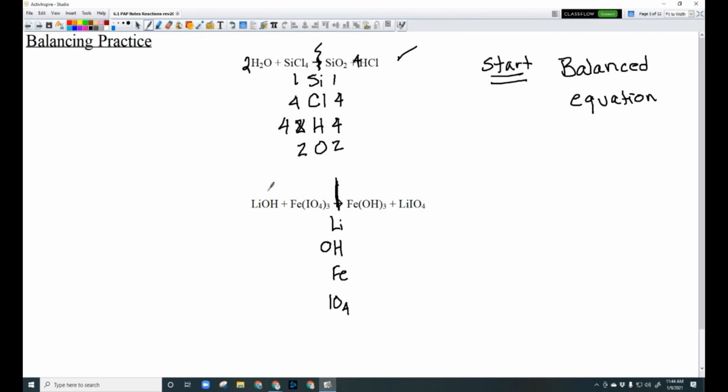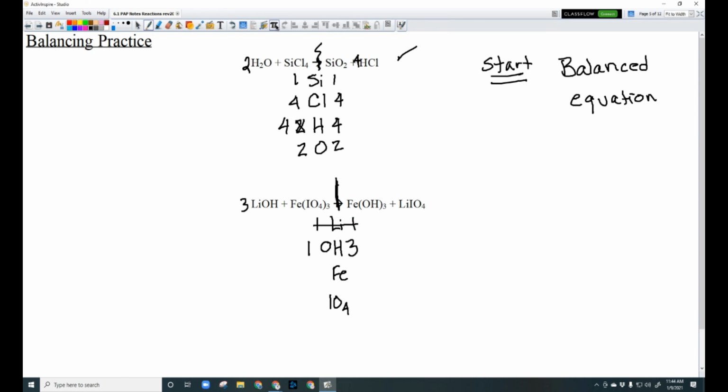All right, so simple. So here we go, counting numbers. Lithium here, we have 1 on each side, so that's good. We have 1 OH here, and we have 3 OHs on this side. So we're gonna need to have 3 OHs on this side. All right, now we see here that that's messed up our lithium. So let's go ahead and correct this.